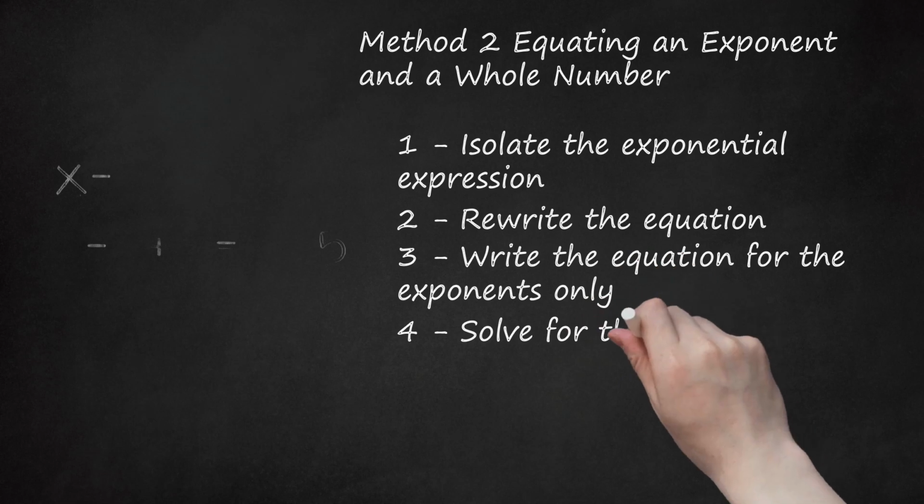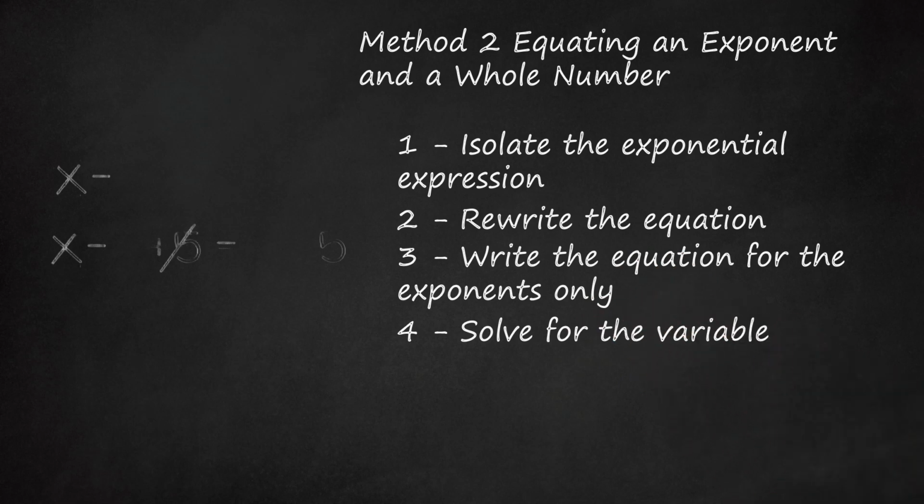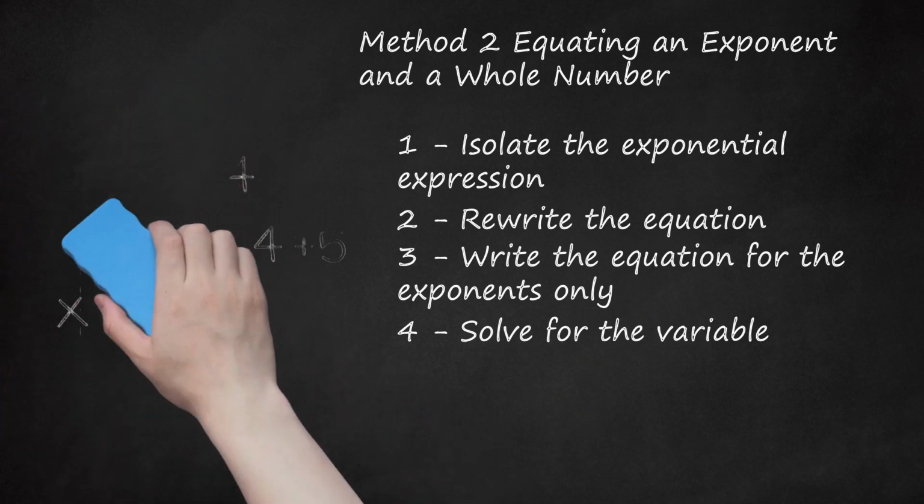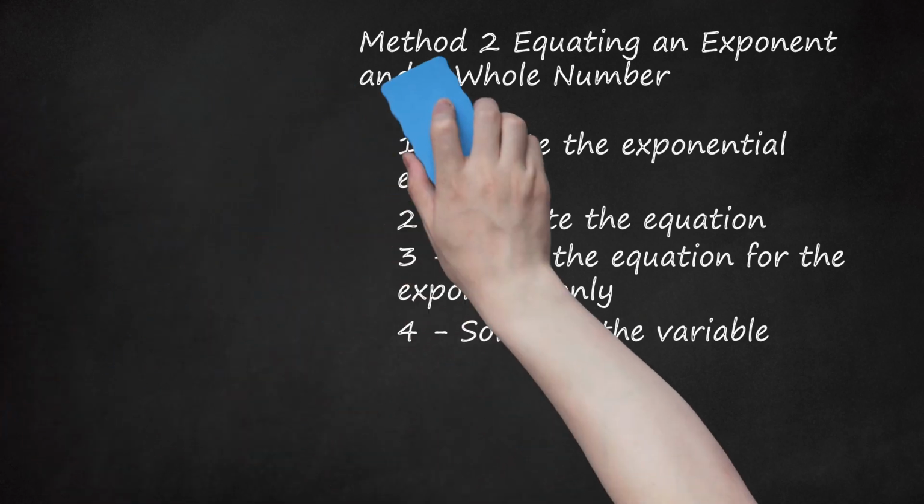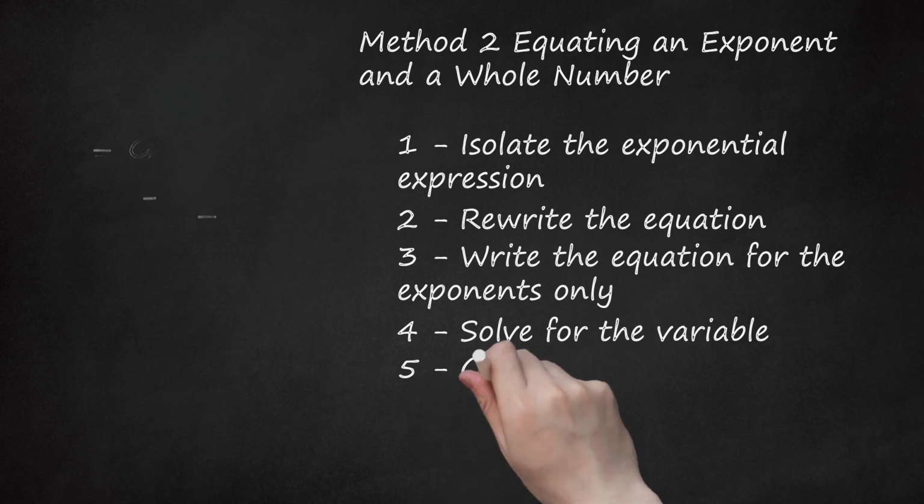4. Solve for the variable. To do this, you need to isolate the variable on one side of the equation. Make sure that whatever you do to one side, you also do to the other side. For example, x - 5 = 4. x - 5 + 5 = 4 + 5. x = 9. 5. Check your work.